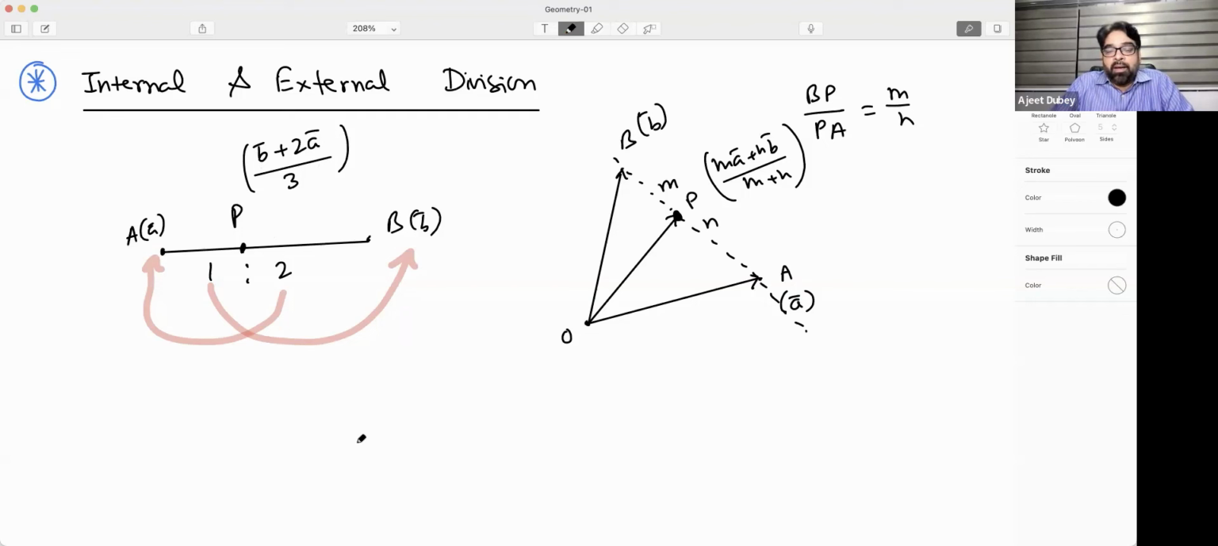I'm not able to understand the things. Please write in the chat box. Did you understand? Whenever you have to get the position vector of a point between 2 points, which divides them in some ratio, this side's ratio multiplies to the other one, because 1 is attached with this and 2 is multiplied here. So this will be equal to this.